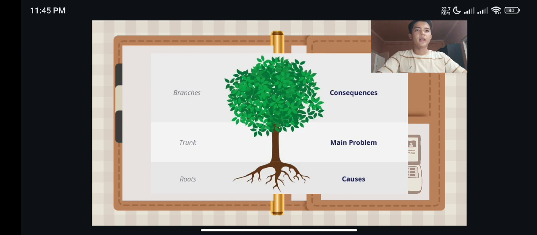So here is the diagram of an example of a conflict tree. As you can see, we have three parts here. First we have the effect, the main problem, and lastly the causes.